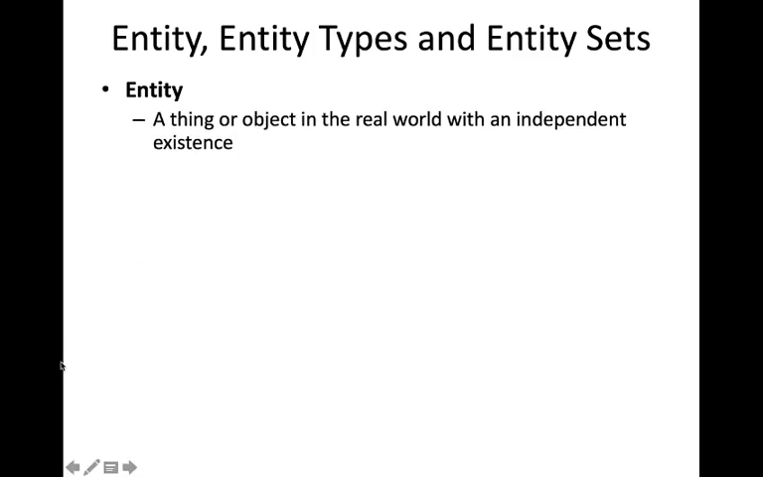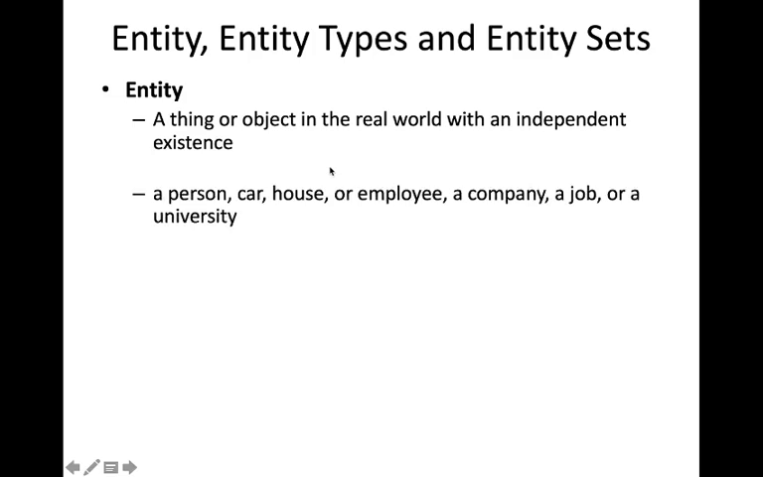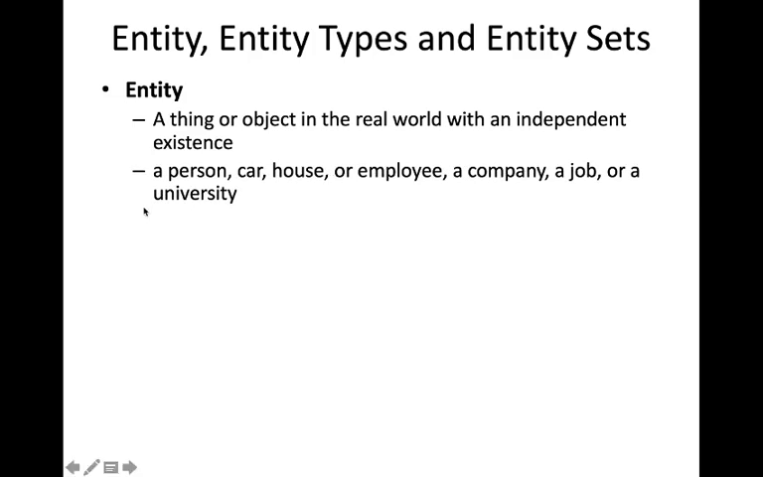First one is entity. We have already seen this in the previous lecture. It is a thing or object in the real world with an independent existence. We have already seen a particular person, John Smith, or a particular car like an Alto car, a particular house, or an employee, or a company, a job, or a university, or KTU University. So all these are known as entities.